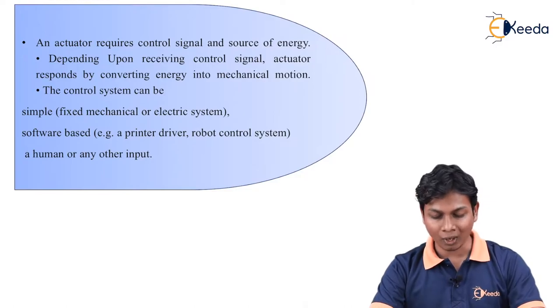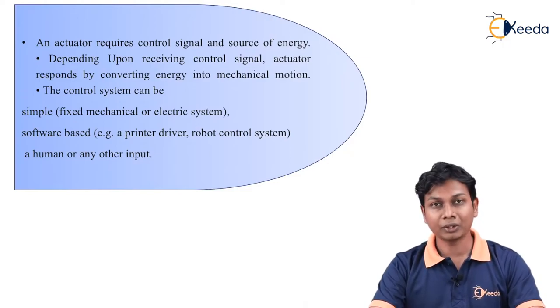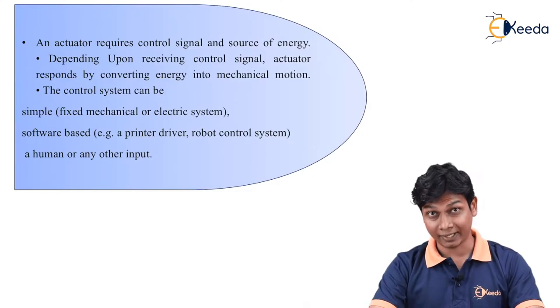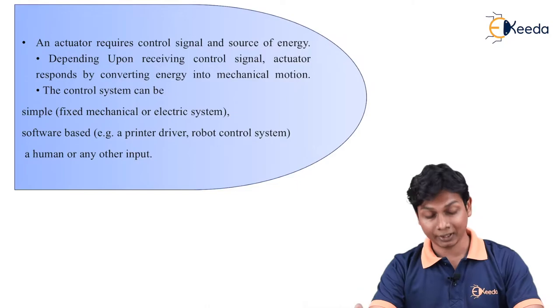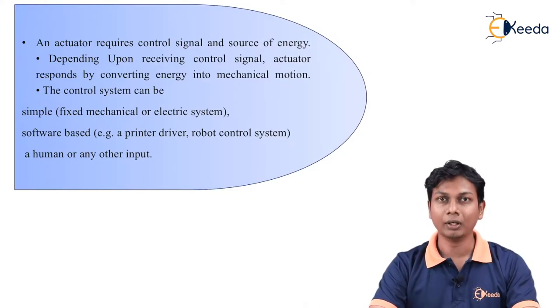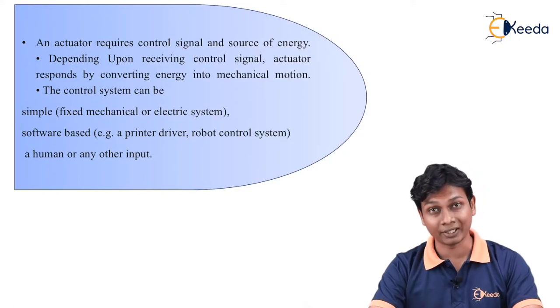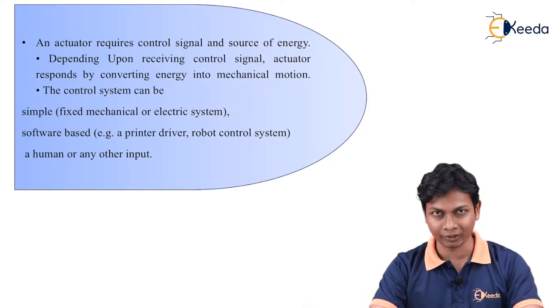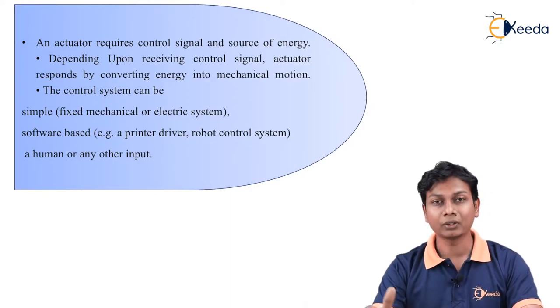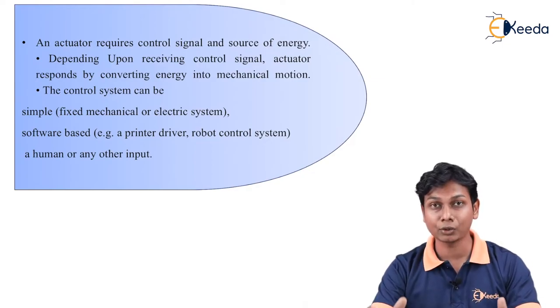Now the actuator requires a control signal and a source of energy. Depending upon the received control signal, the actuator responds by converting energy into mechanical motion. So the control signal plays an important role on the input side of the actuator. Now the control system can be simple, such as a fixed mechanical system or a fixed electrical system. Another type of control system can be software based. The software based control inputs to the actuator are printer, driver and robot control systems. In the same way, a simple input from a human can be considered as a control input to the actuator.